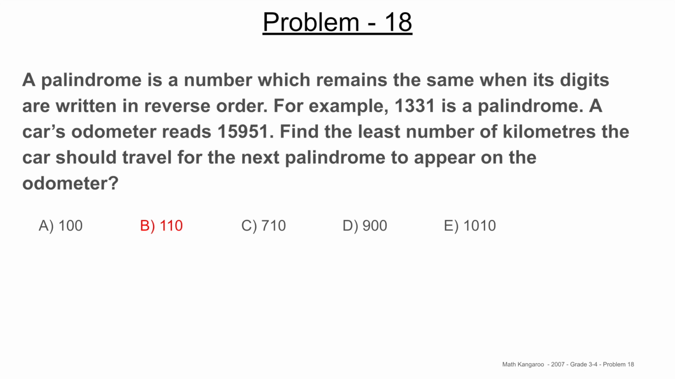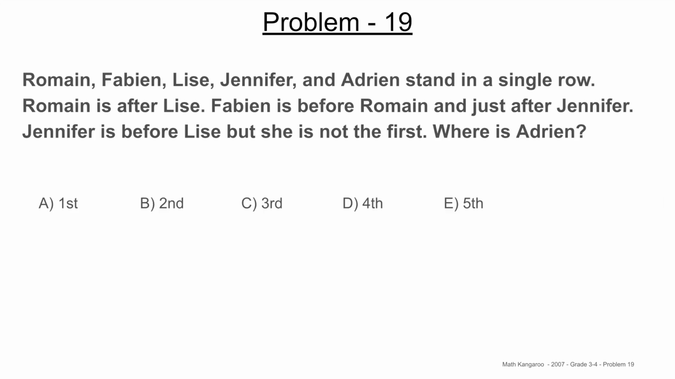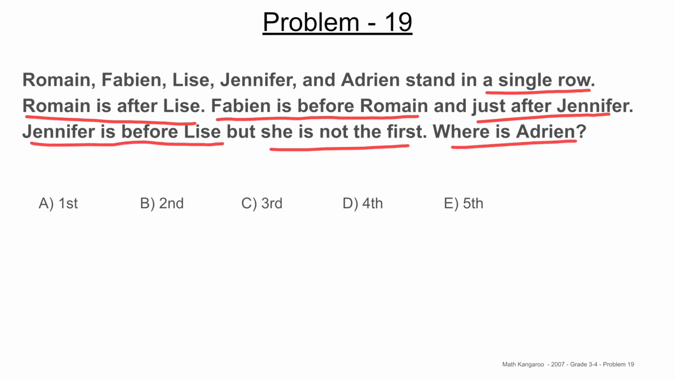And our next challenge is problem 19. Problem 19. Roman, Fabian, Lise, Jennifer and Adrian stand in a single row. Roman is after Lise, Fabian is before Roman and just after Jennifer. Jennifer is before Lise, but she is not the first. Where is Adrian? So for this question, we know there are 5 friends: Roman, Fabian, Lise, Jennifer and Adrian.